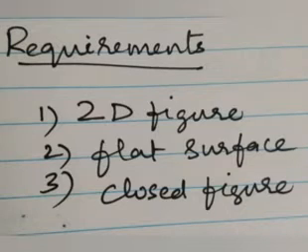Before comparing, let me say about the parameters required for finding the area. Like perimeter, area also needs a flat surface, 2D, that is two-dimensional, and closed figures. To know about what is 2D, flat or closed surfaces, I will give the link for perimeter in the description box. Just have a look at it. Now we'll go for the difference between area and perimeter.